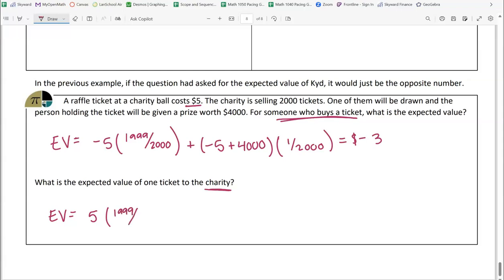And again, that's the same 1,999 out of 2,000. Okay, plus on the winning ticket, they will get $5, but then they'll lose 4,000. Okay, and that's a 1 out of 2,000 chance. And if you type this in, you end up getting $3, which kind of makes sense, right? Because if a person's going to lose $3 per ticket they buy, then it makes sense that the charity is going to gain $3 per ticket. All right, that's it for Module 6.